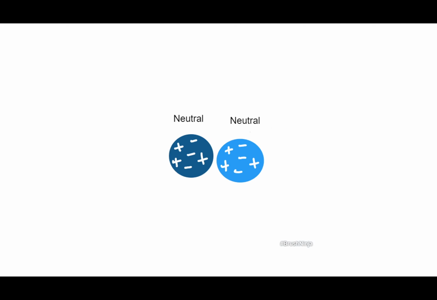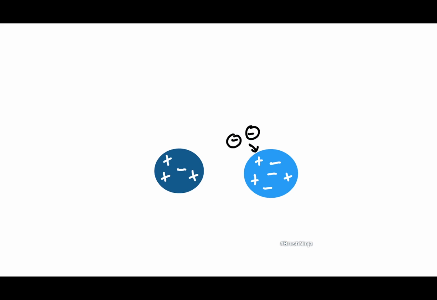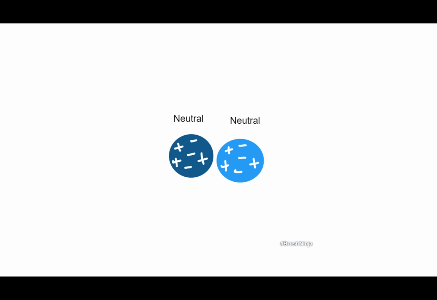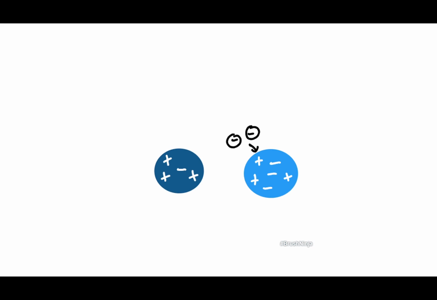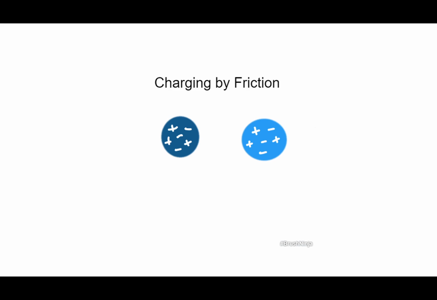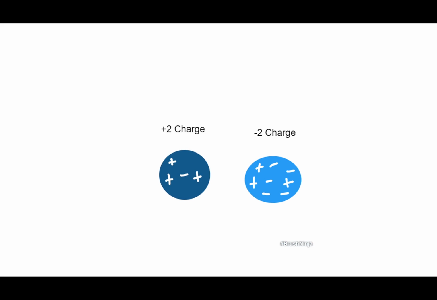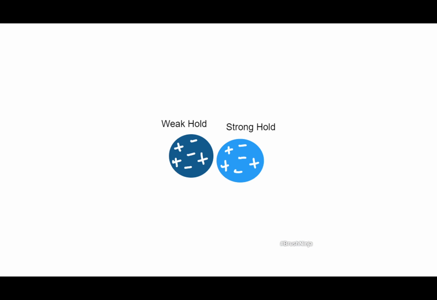So we have a short little video here so we can see two neutral objects rubbing together. The stronger one is taking the electrons, and the weaker one is losing them. So the stronger one becomes negative because it gains electrons, and the weaker one becomes positive because it is losing electrons.